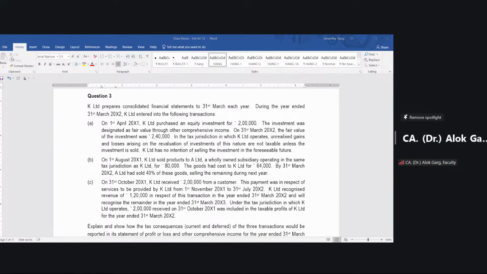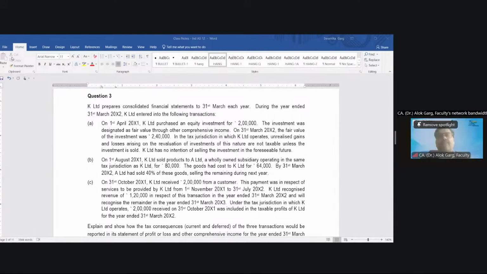So investment in equity: debit investments, credit bank, right? Yes, sir. Same entry or different entry in both sets of books? Same entry in both sets of books, because of course the investment has been purchased. So in the income tax books, investment will come as an asset, and in the company's books, the investment will come as an asset.